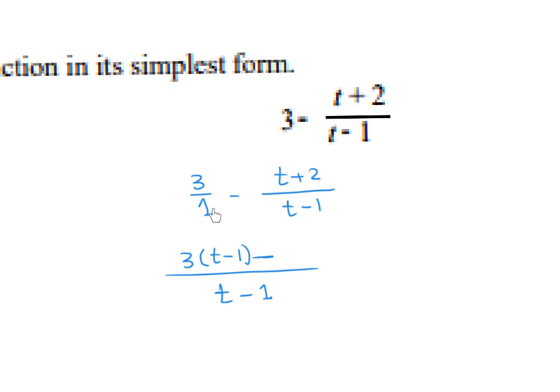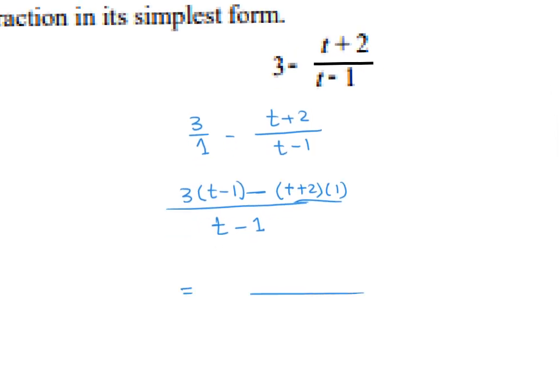1 minus t plus 2 times 1. So minus bracket, you should write the bracket, t plus 2 times 1. Now you can simplify the numerator. 3 times t, 3t, 3 times negative 1, negative 3. Then you can consider this negative as negative 1. So negative 1 times t, negative t. Take care, you cannot write negative t plus 2, because negative times positive will be negative. So negative 2, over t minus 1.